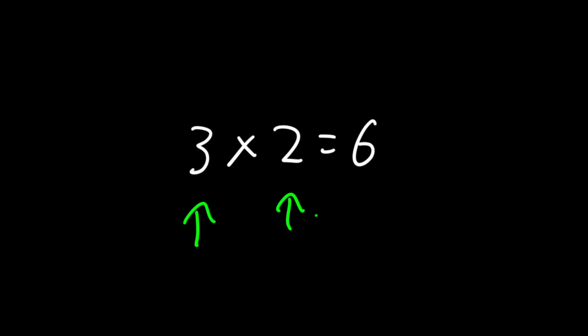What about 3 times 2 equals 6? What are the factors for this equation? Notice how 3 and 2, they're two numbers that multiply to each other to make a new number, 6. So that means 3 and 2 are the factors of this equation.